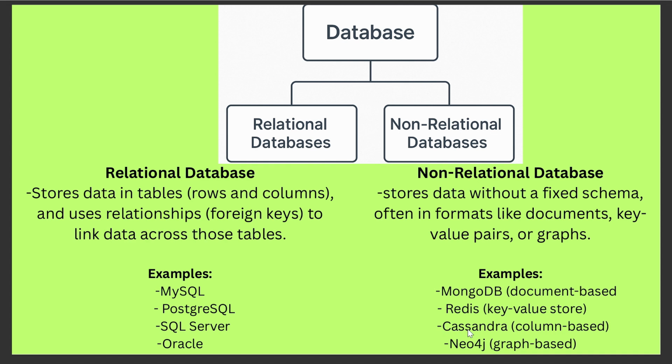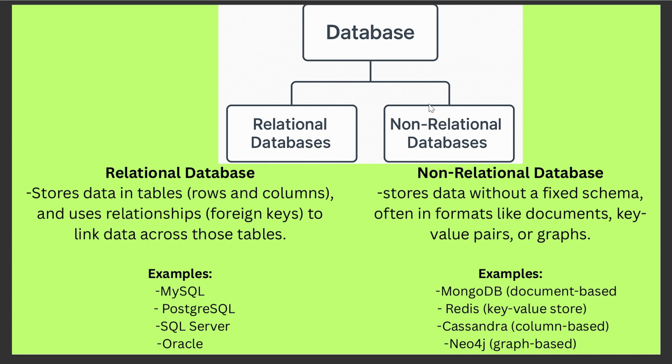Cassandra is for column based kind of data, and then we have Neo4j. So this one is for storing graph based kind of data. So I think that one is clear.